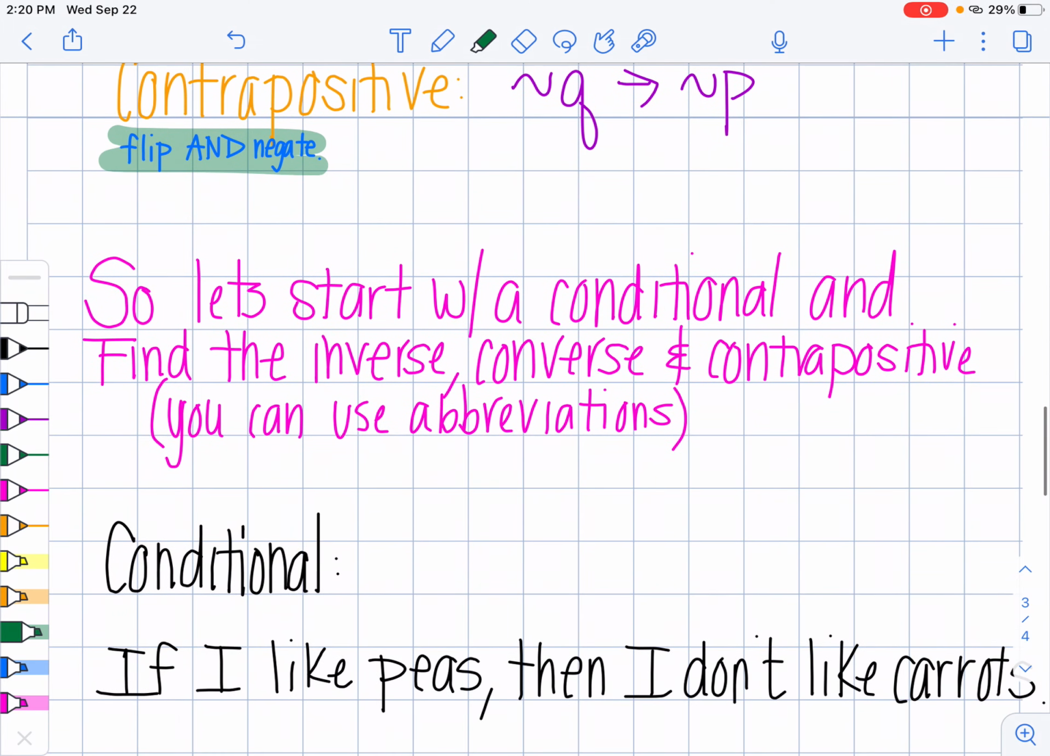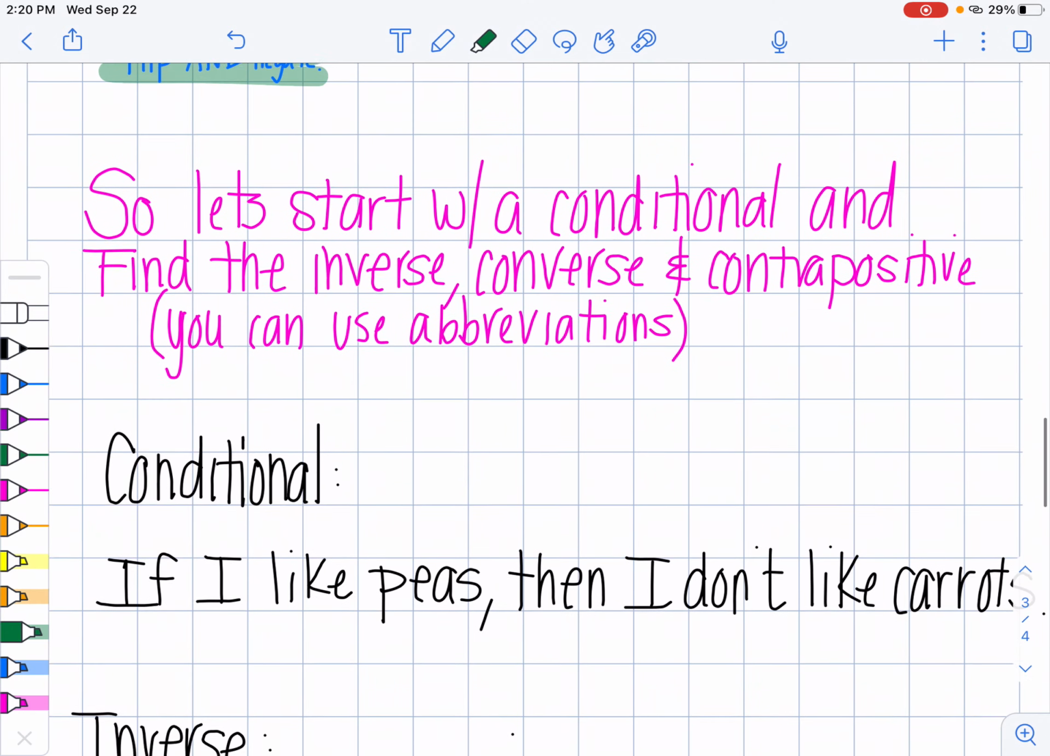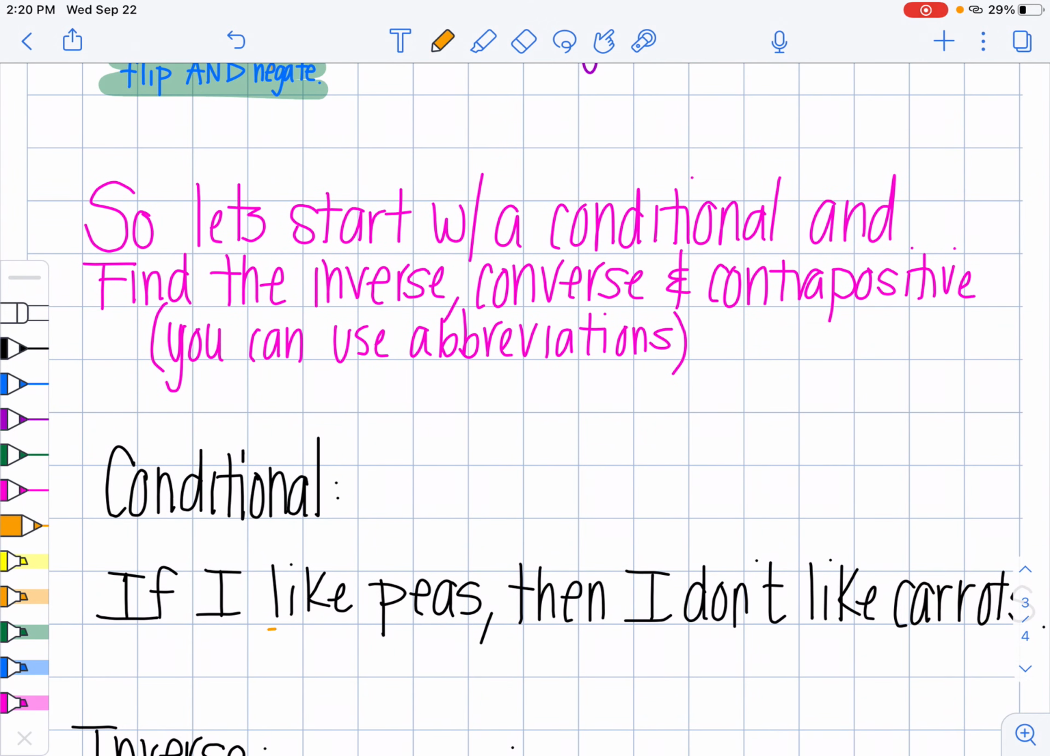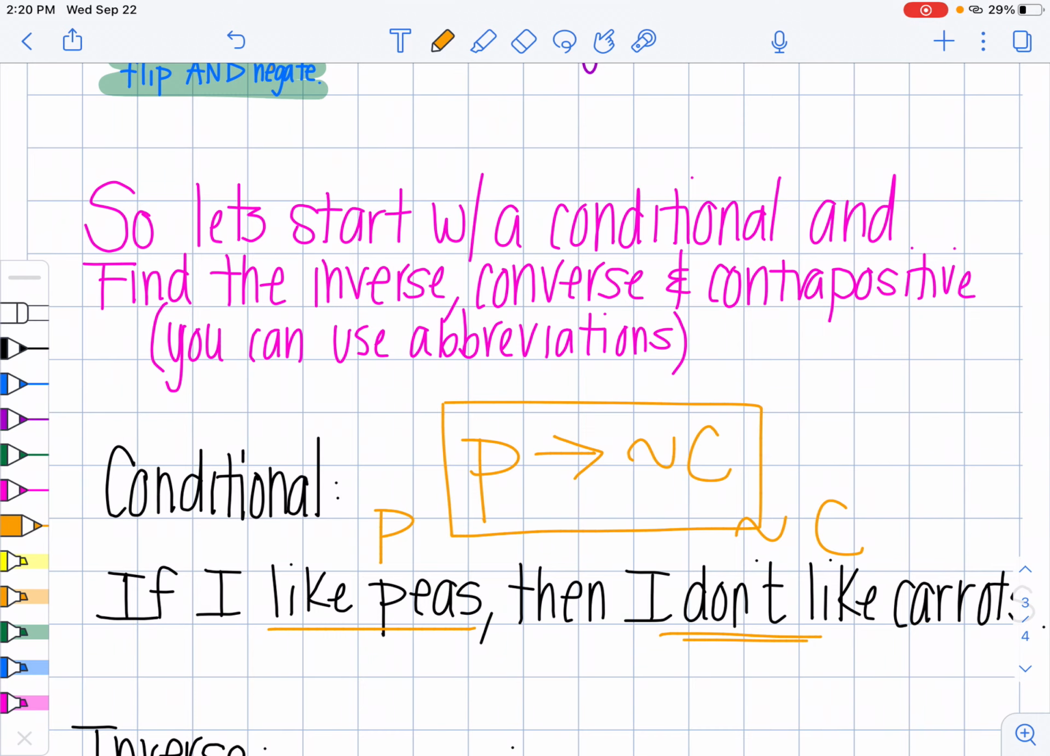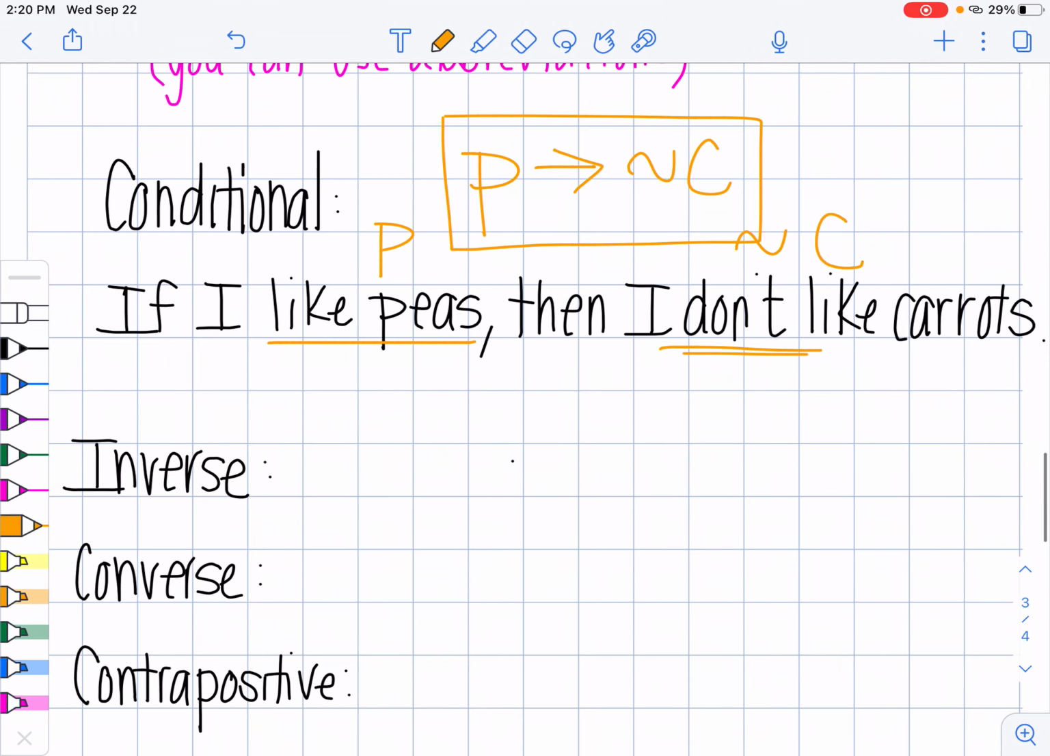My conditional is, remember, these do not have to be true: if I like peas, then I don't like carrots. First thing you want to do is abbreviate it. If I like peas, I'm going with P. Then I don't like, that's a negation, so squiggly C for carrots. So my conditional says P, then squiggly C. Now I'm going to find the inverse, the converse, and the contrapositive of P, then squiggly C.